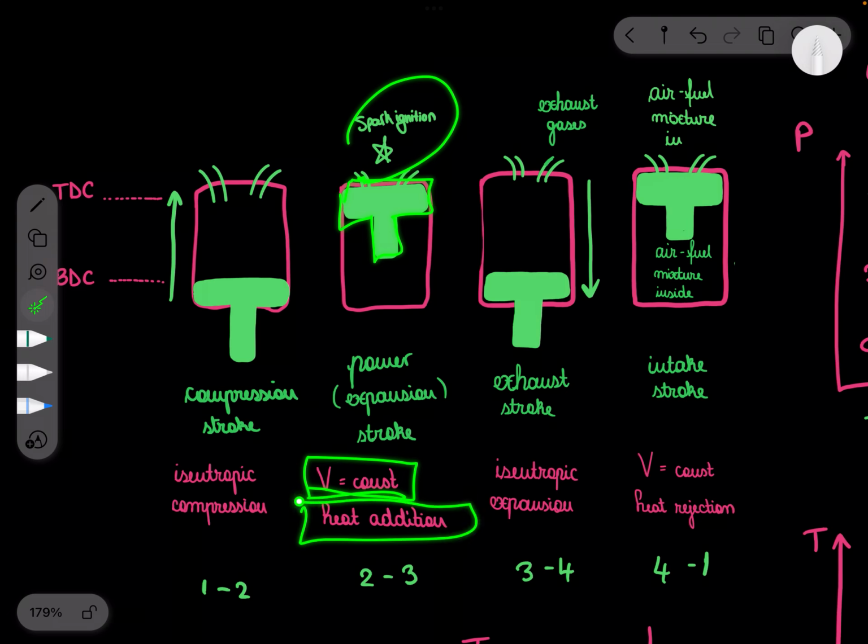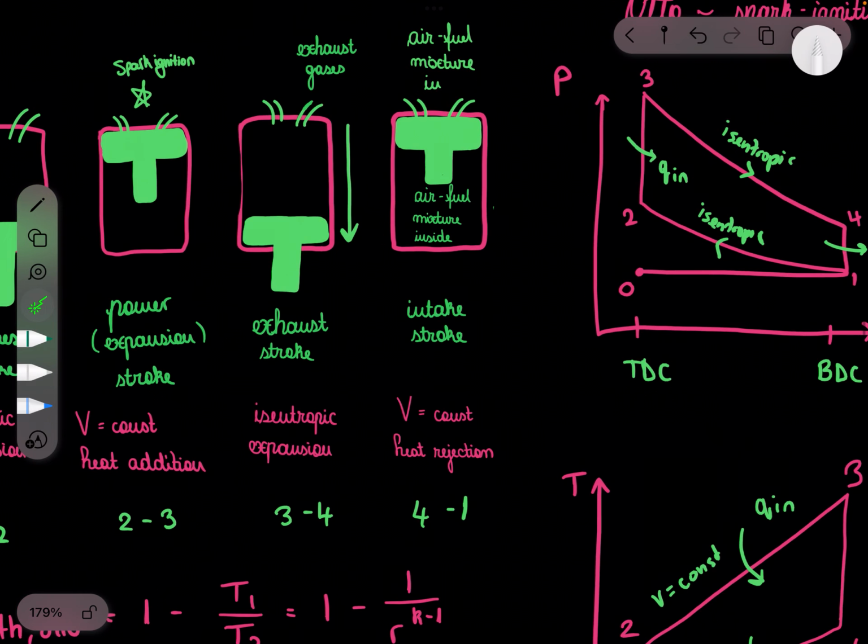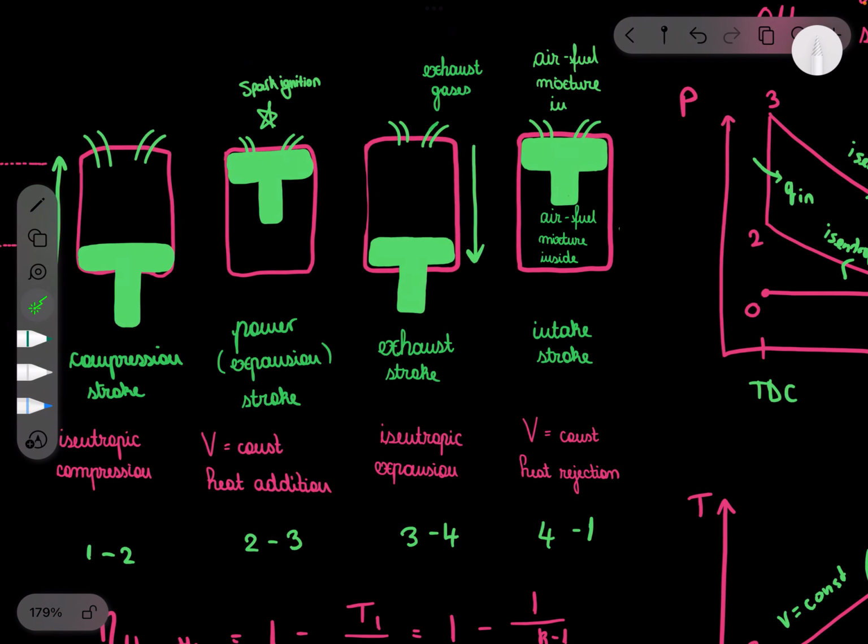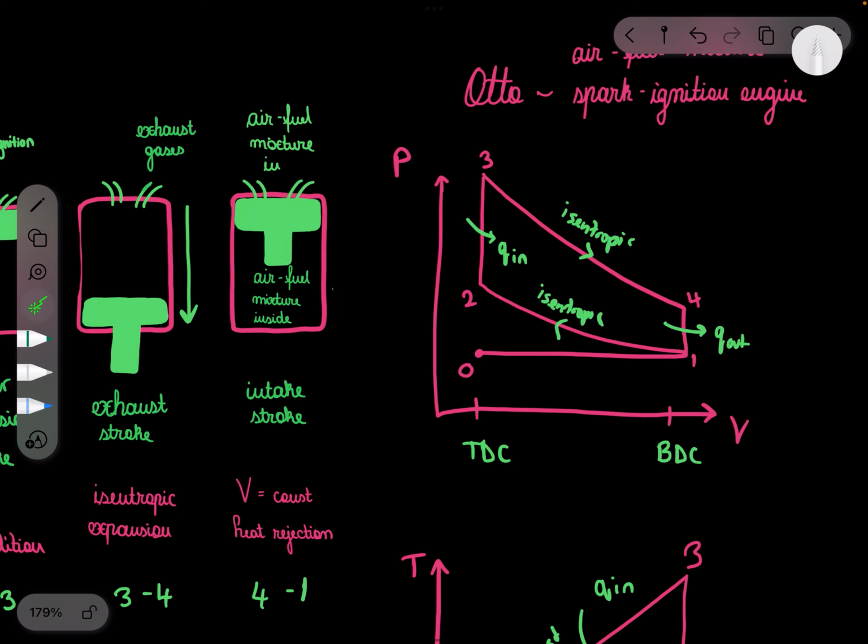So heat addition, increase in temperature, and by increasing temperature within a constant volume, you have an increase in pressure. So constant volume, because the piston is just staying at the top, V is constant, and pressure increases because the temperature increases because of the spark ignition. So we said constant volume and pressure increase. You can see we have constant volume at the top dead center, here, and pressure increase.